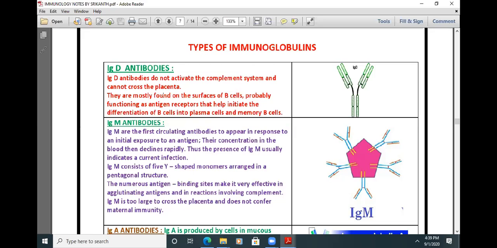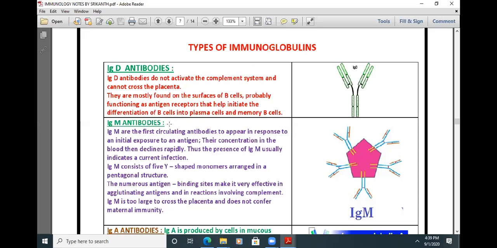They are mostly found on the surface of B cells, probably functioning as antigen receptors. Earlier, we have seen some antibodies on the B cell, isn't it? They are nothing but IgD. They probably function as antigen receptors that help initiate the differentiation of the B cell into plasma cell and memory B cell. That means the earlier story we learned was about these antibodies, IgD.